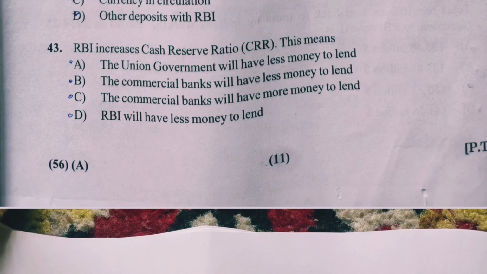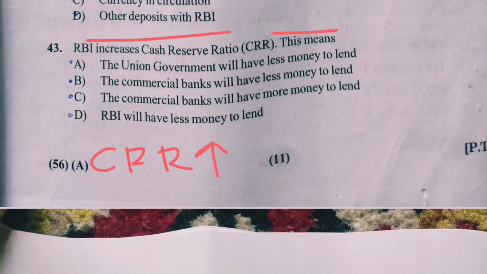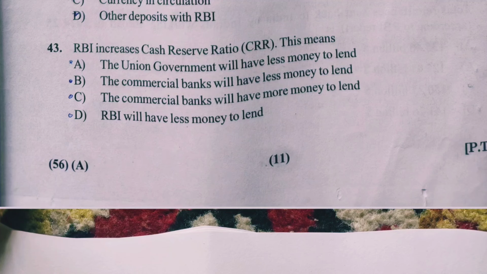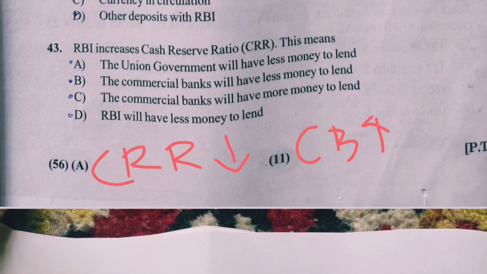Then we have question 43. RBI increases CRR. This means, when CRR is increased, commercial banks will have less money to lend. So the correct option should be B. And vice versa, if CRR is decreased, commercial banks will have more money to lend. So in this case, it will be option C.